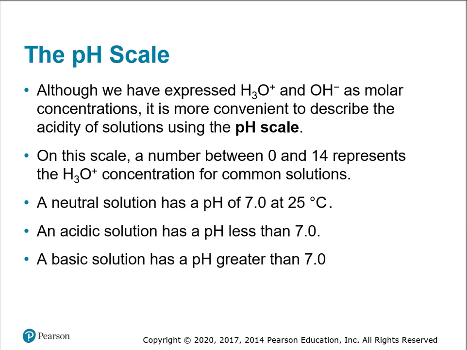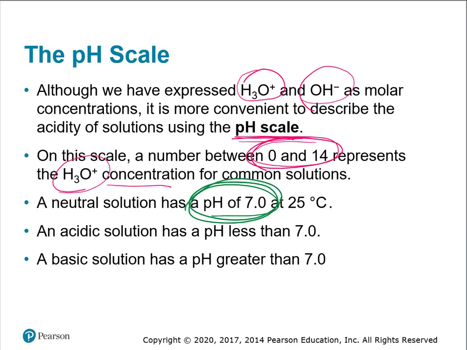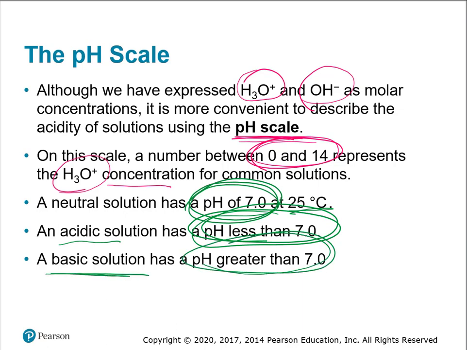Although we have expressed H3O plus, or hydronium ions, and hydroxide ions as molar concentrations, it is more convenient to describe the acidity of solutions using the pH scale. On this scale, a number between 0 and 14 represents the hydronium ion concentration for common solutions. If we have a solution that's neutral, it has a pH of 7, and this is at 25 degrees Celsius. If we have an acidic solution, its pH is less than 7, and if we have a basic solution, its pH is greater than 7.